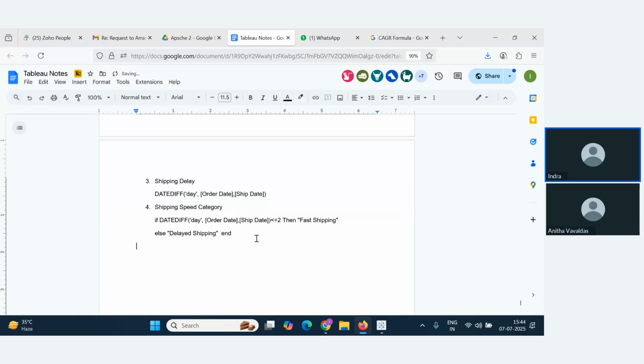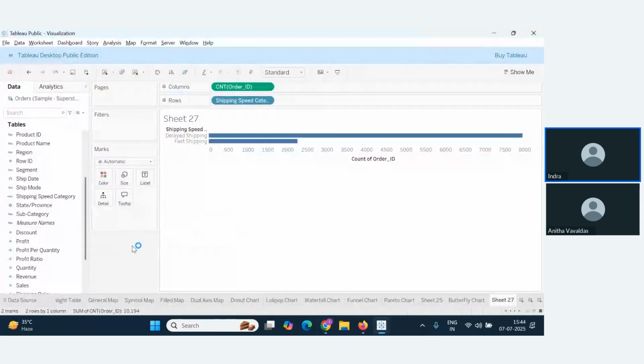Similar to this, let's do one more calculation. That is, let's say we have shipping cost estimates. Let's take shipping cost estimate also. Assume that for per quantity we are charging $2. So let's assume the shipping cost also.